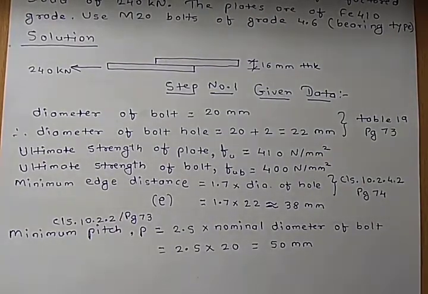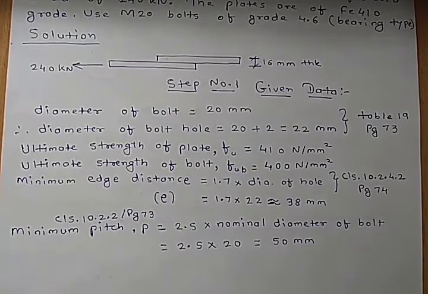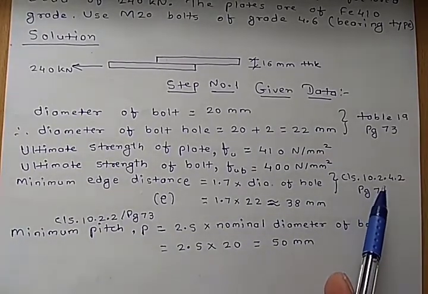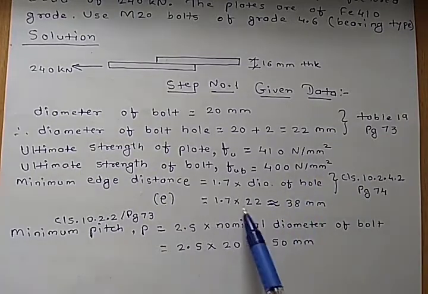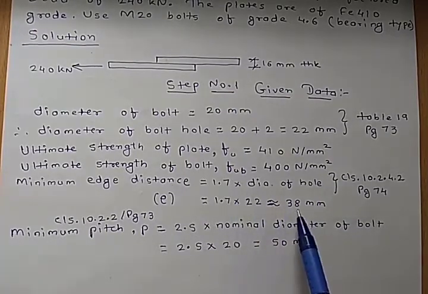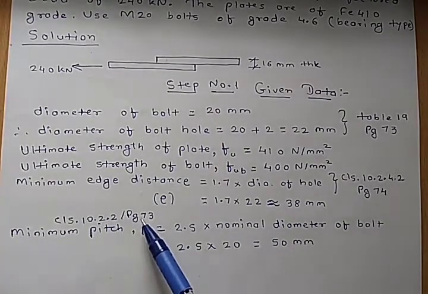From page number 74, clause 10.2.4.2, we can get the minimum edge distance, and we calculate it accordingly. Once we calculate the minimum edge distance, we can go ahead with the calculation of the minimum pitch. This minimum pitch we get from clause 10.2.2, page number 73, which is 2.5 times the nominal diameter of the bolt, and we got 50 mm here.